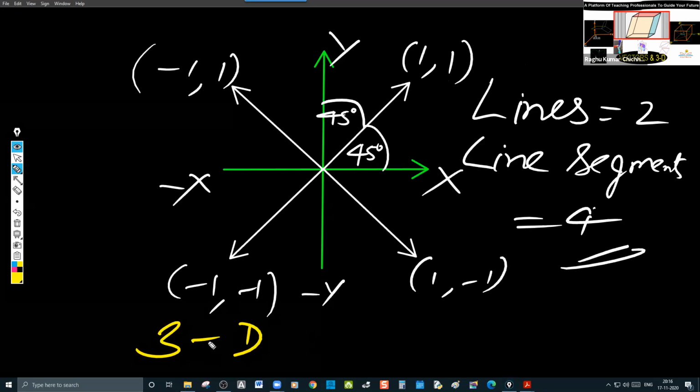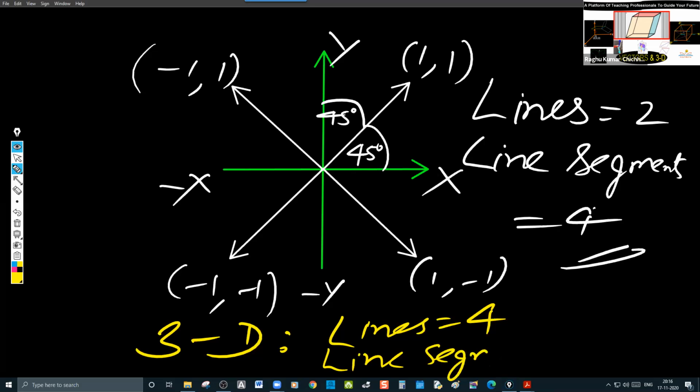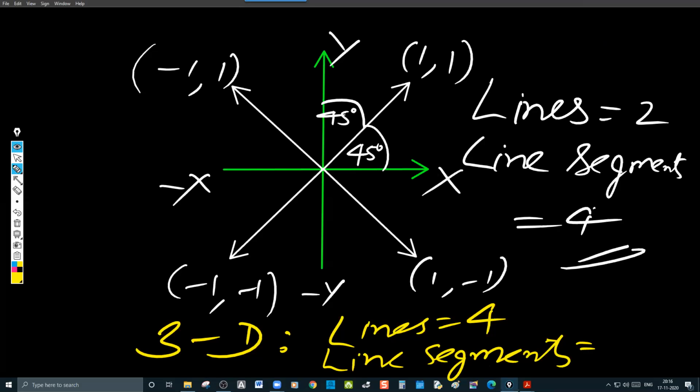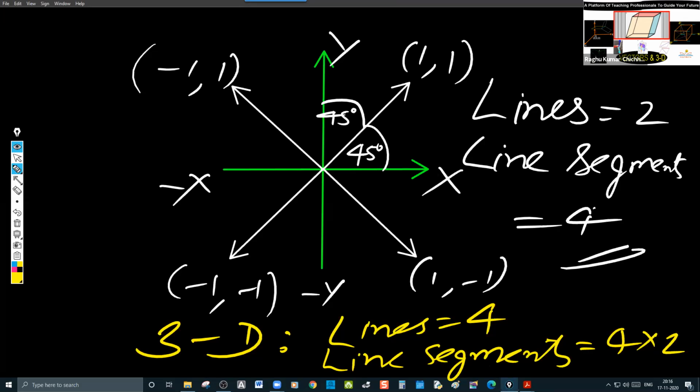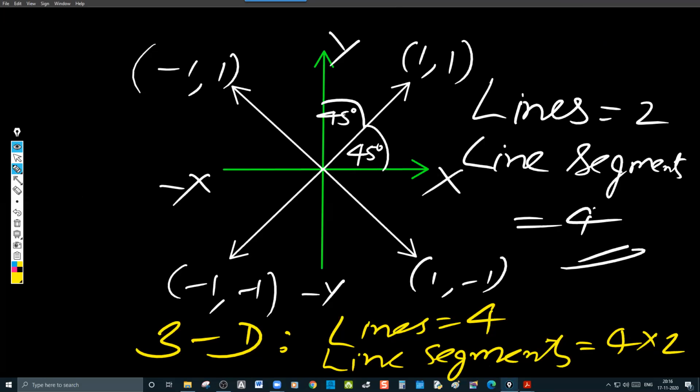If you extend it to 3D, do you answer me now? How many such lines will be there making equal angles? Lines will be 4. Do you tell me line segments, please? How many line segments will be there? 4 into 2, 8. Yeah, that's what it is.